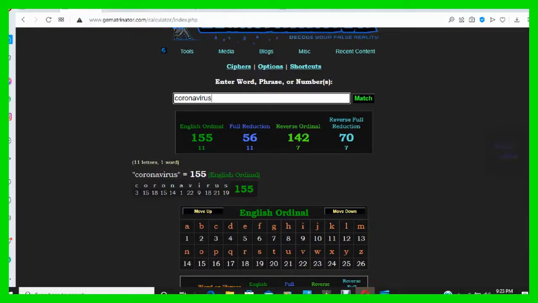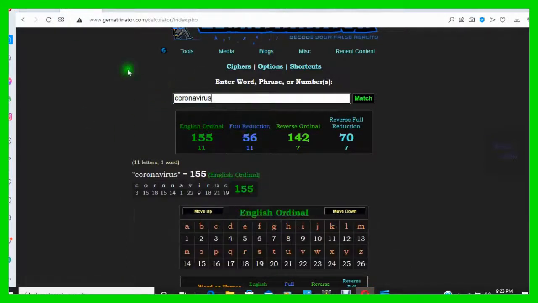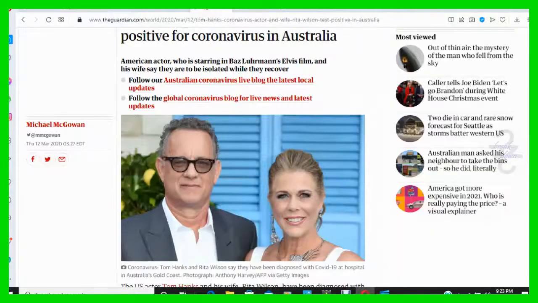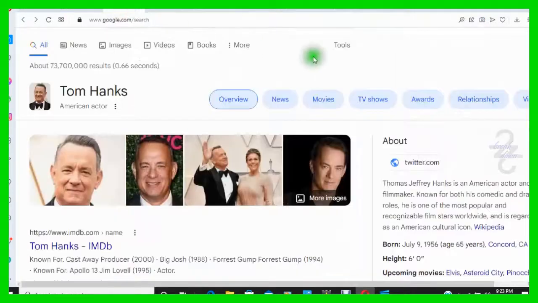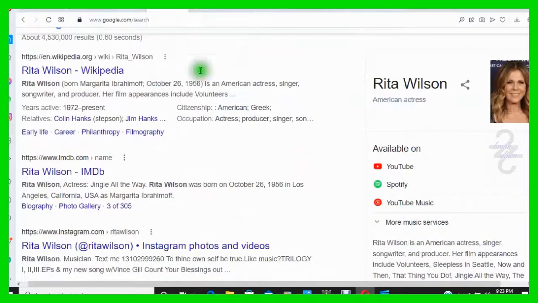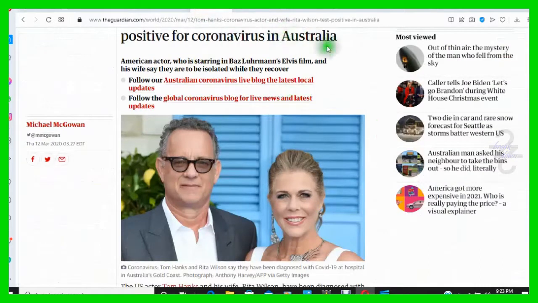Now we got to get down with the get down. The first two celebrities to catch coronavirus were Tom Hanks and his wife Rita Hanks. We're gonna stay with this 56 all day long. Now, Tom Hanks, we all know, born in '56. Rita, born in '56.